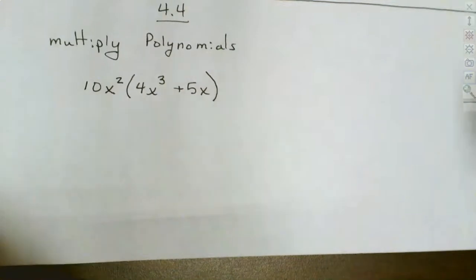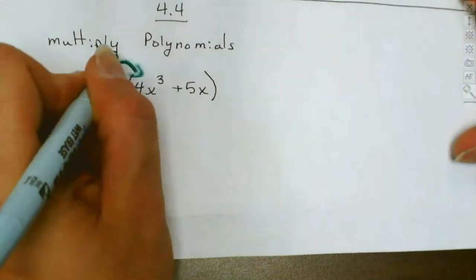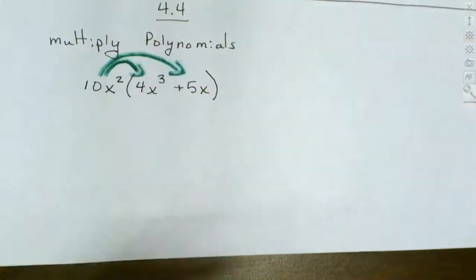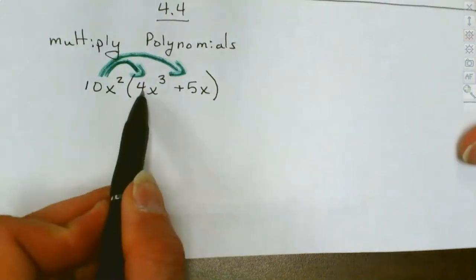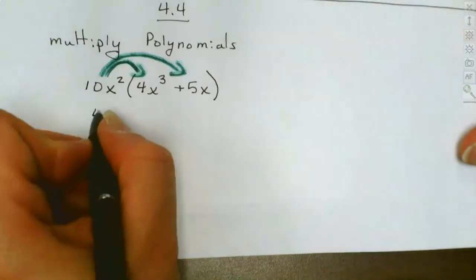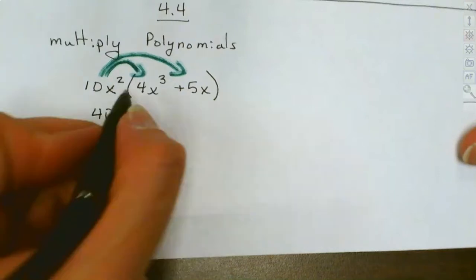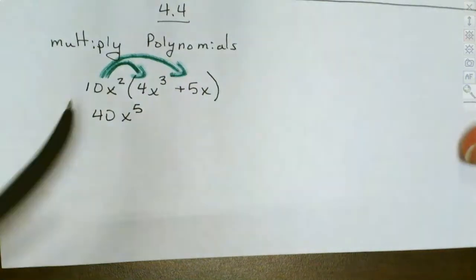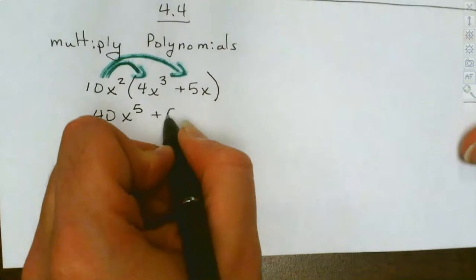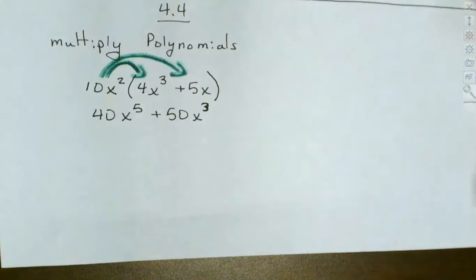What are we going to do? If I gave you this question, I want you to use the distributive property. So all you do is distribute through. Numbers multiply together, and the powers are going to add. So 10 times 4, well, 10 times 4 is a 40. And what about the x squared? We have 2, and 3 more makes it x to the what? X to the 5th power there. And then 10 times 5 makes it 50, x cubed. That's it. That's just using the distributive property.